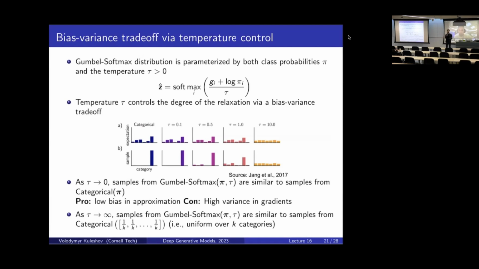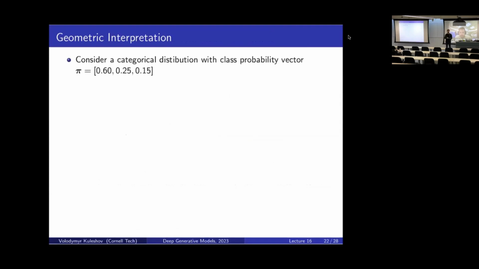And so in practice, what we will do is we will interpolate tau over the course of learning, and we will start with some very diffuse z hat and gradually make the temperature smaller, make the approximation tighter, and as a result, it can work quite well.